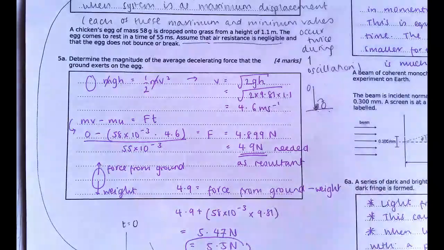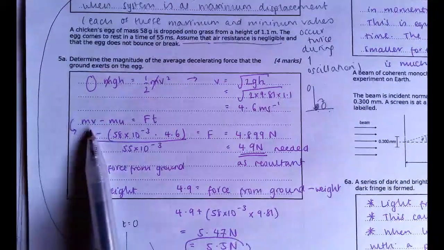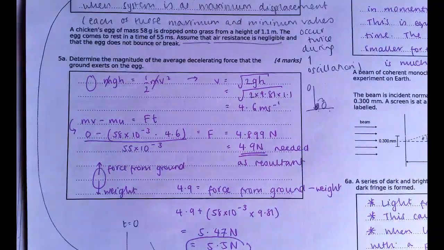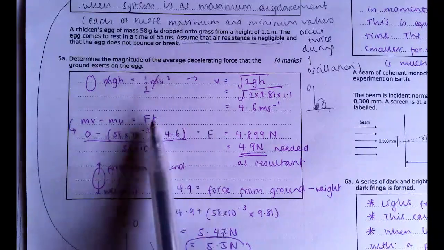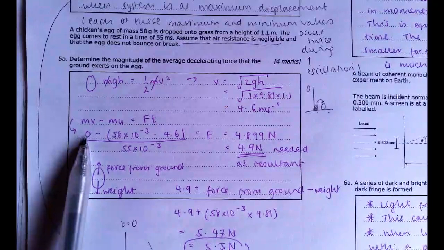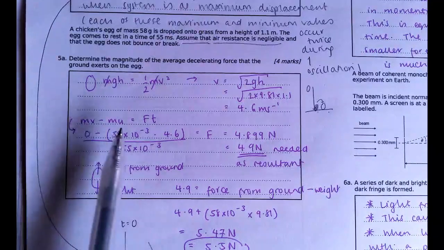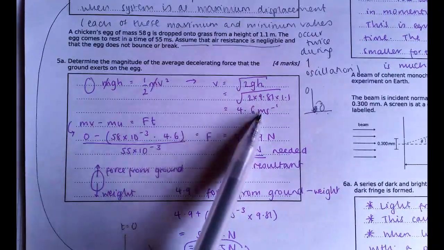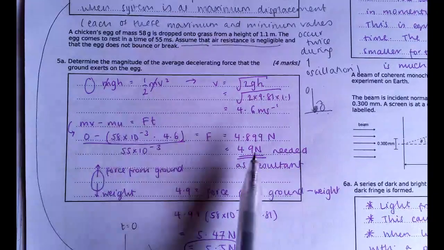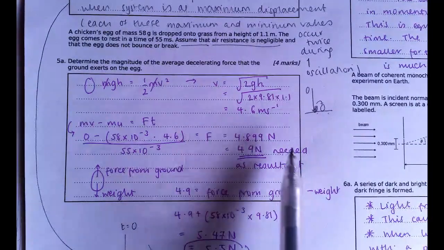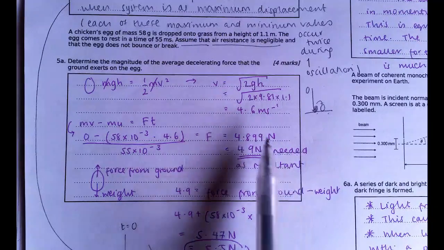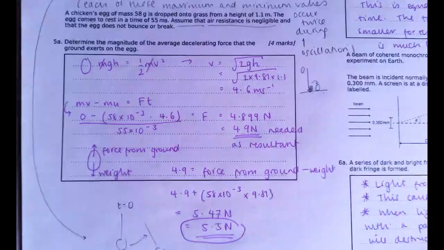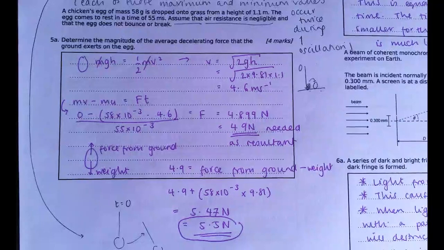Because it has to be when the ground is in contact. So, change in momentum, mv minus mu, must be equal to impulse, which is force multiplied by time. If I divide by time, I'm left with the force. So, final velocity is 0, so final momentum is 0. Initial momentum is the mass in kilograms multiplied by the velocity that I found. Divide that by the time. So, in order to get the egg to come to a stop, we effectively need 4.9 newtons as our resultant force.